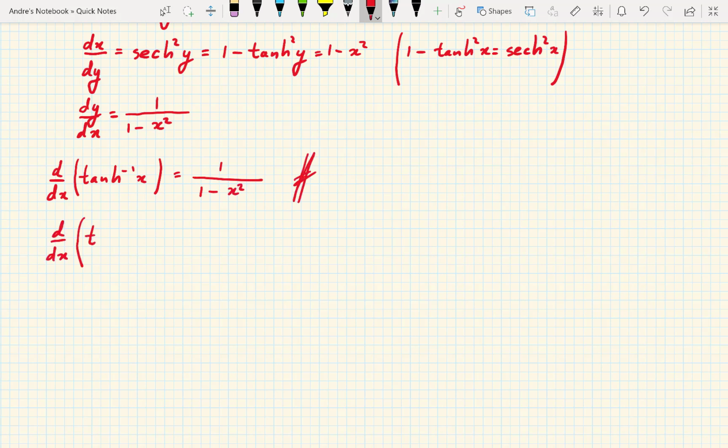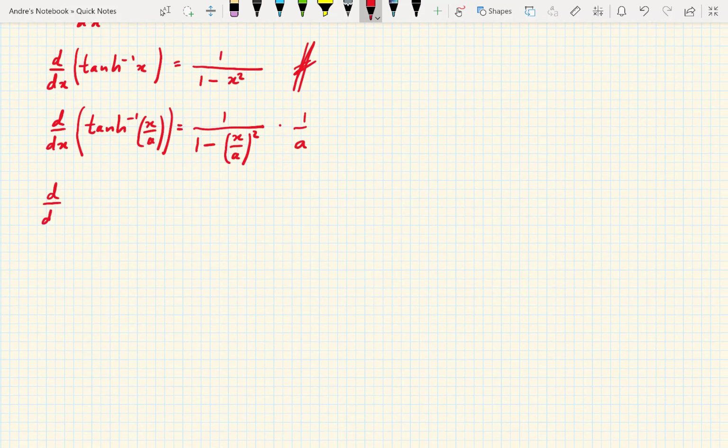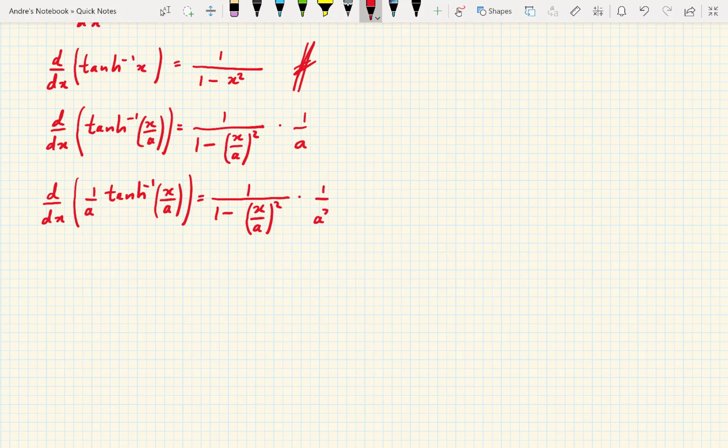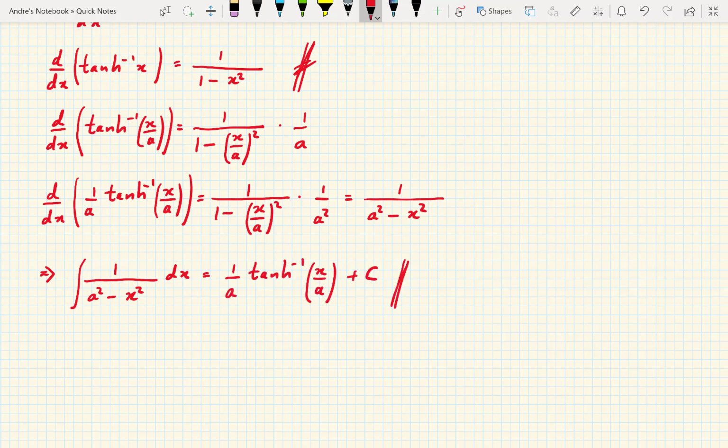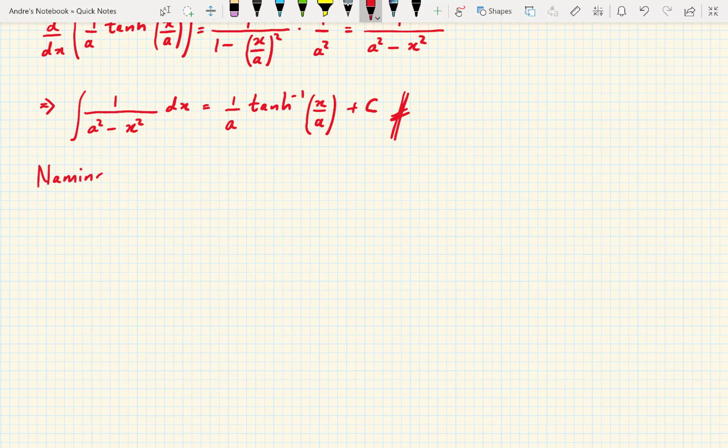The chain rule then tells us that the differential of arctanh x over a is 1 over 1 minus x over a all squared times 1 over a. So the differential of 1 over a arctanh x over a is just 1 over a squared minus x squared. From that, we know that the integral of 1 over a squared minus x squared is 1 over a inverse tanh of x over a. That concludes our examination of differentials and integrals.